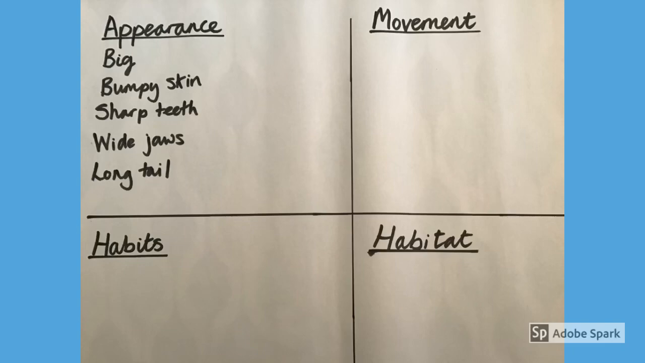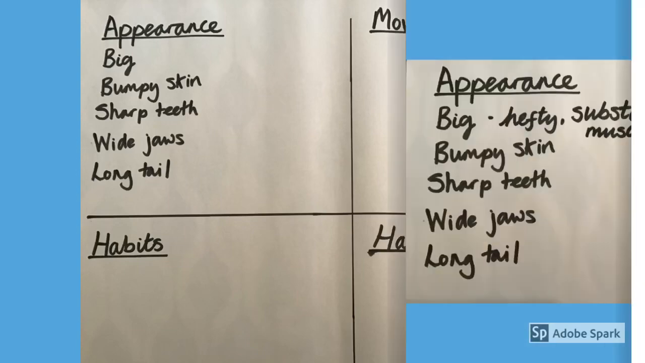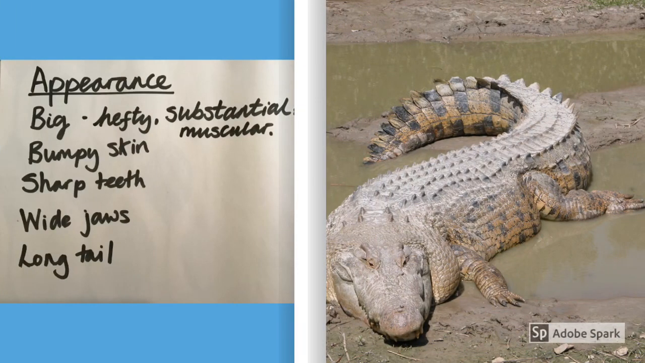Now I'm going to use a thesaurus and have a think to see if I can improve on any of that language. If you've got a thesaurus at home, you can use that, or there are lots of thesauruses online as well. When I looked for synonyms for big, words with the same meaning, I found the choices hefty, substantial and muscular that seemed to fit well to describe a crocodile.